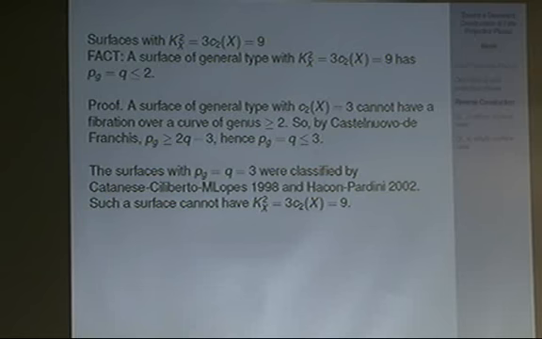And the surfaces with PG equal Q equal 3. Your question was PG equal 0, yeah? Positive, okay. Of course, there are some other examples. Those with PG equal Q equal 3 were classified by Catanese and Ciliberto, Mendes Lopes and Pardini. Such a surface cannot have this. So this one doesn't relate to your question.